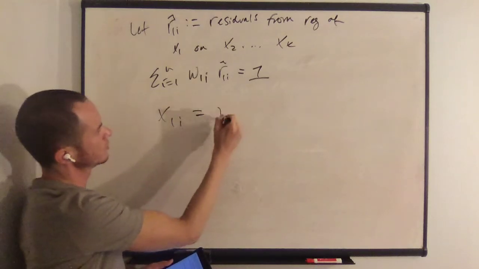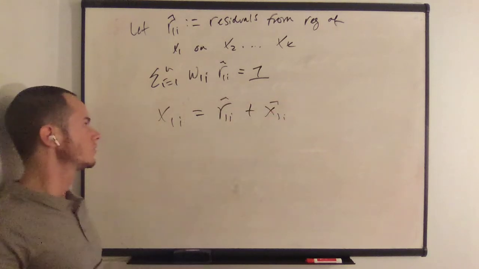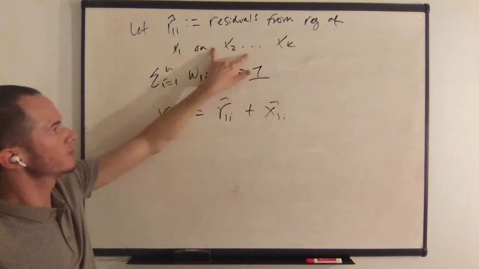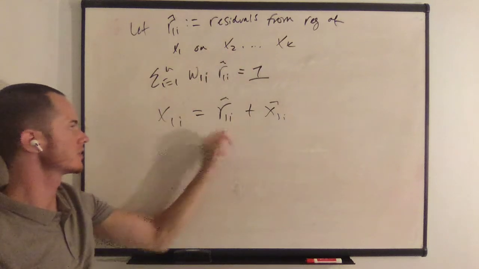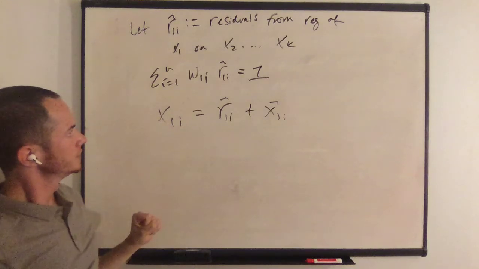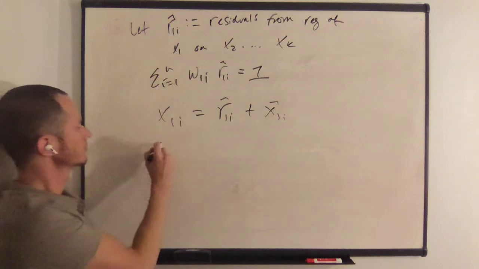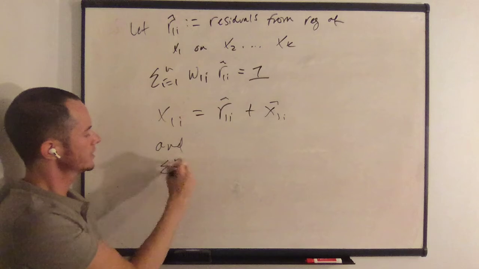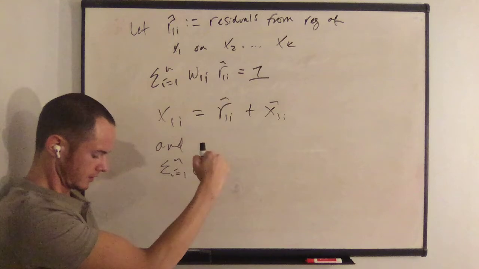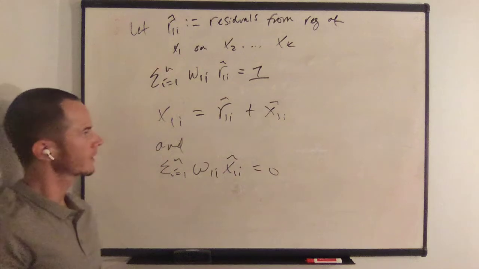x1i is equal to r1i hat plus x1i hat, right? So if x1i hat is the predicted value from this regression, the predicted value plus the residual is going to equal the observed value. And the sum from i equals 1 to n of w1i x1i hat is equal to 0.